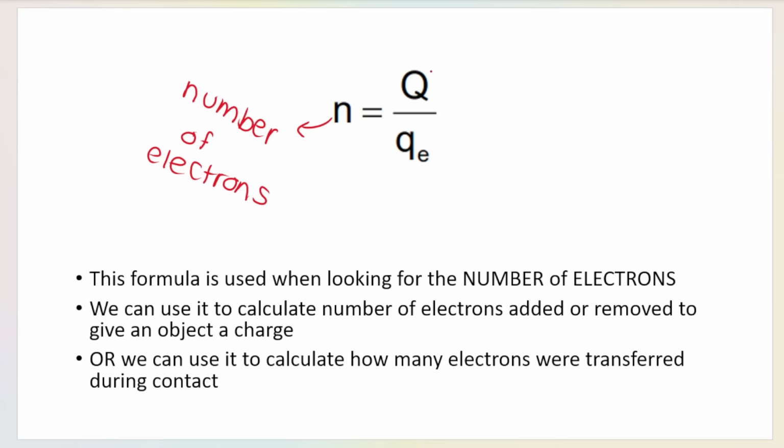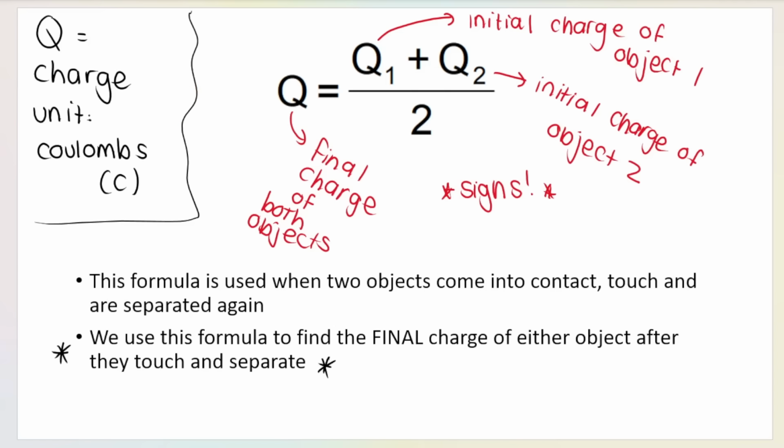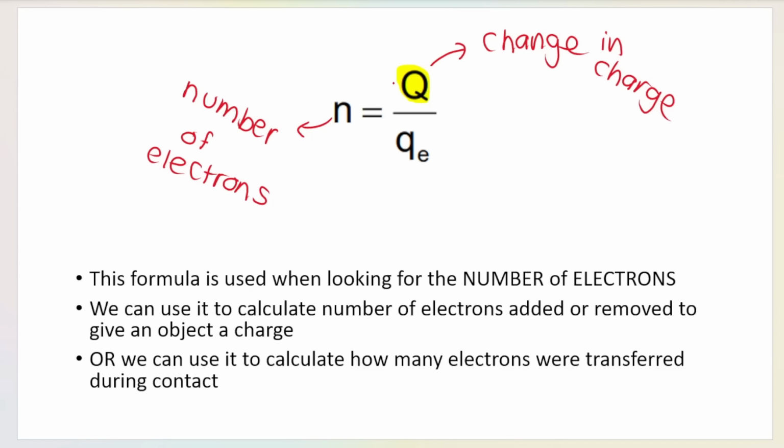So N is number of electrons. Q, this is change in charge. And I will make mention of this when we go over this formula in more detail, but this Q is not the same as this Q. They are different. In this formula, this Q is final charge. In this formula, this Q is change in charge. And I want you to think of that as final minus initial. I will get into that in more detail.